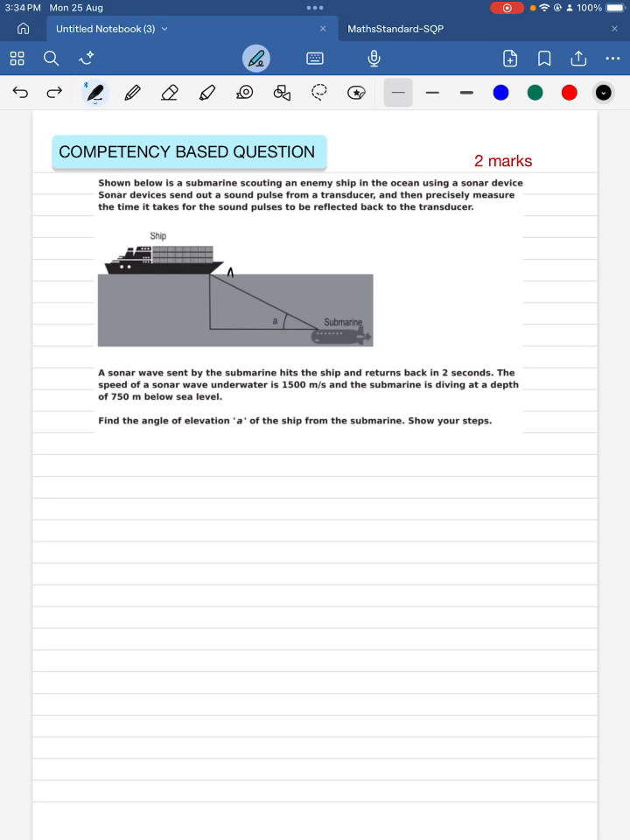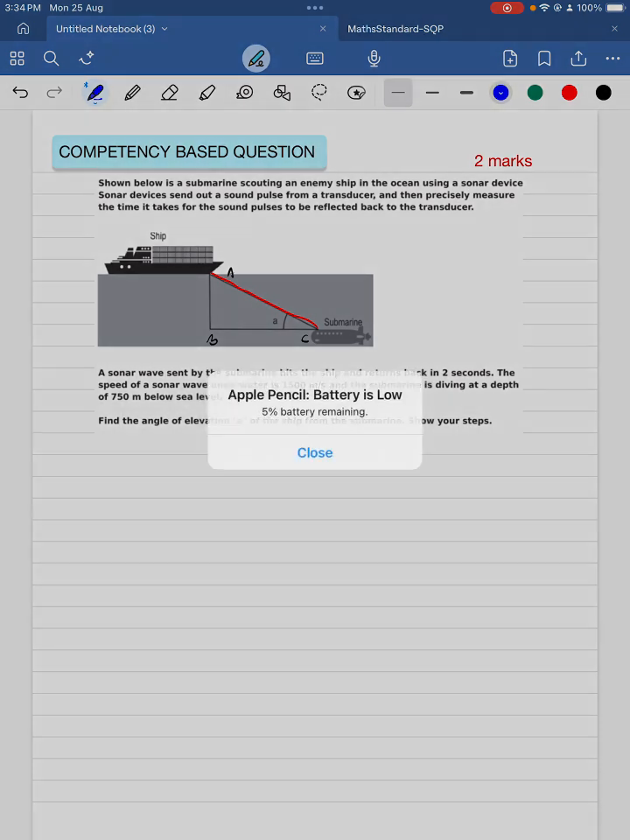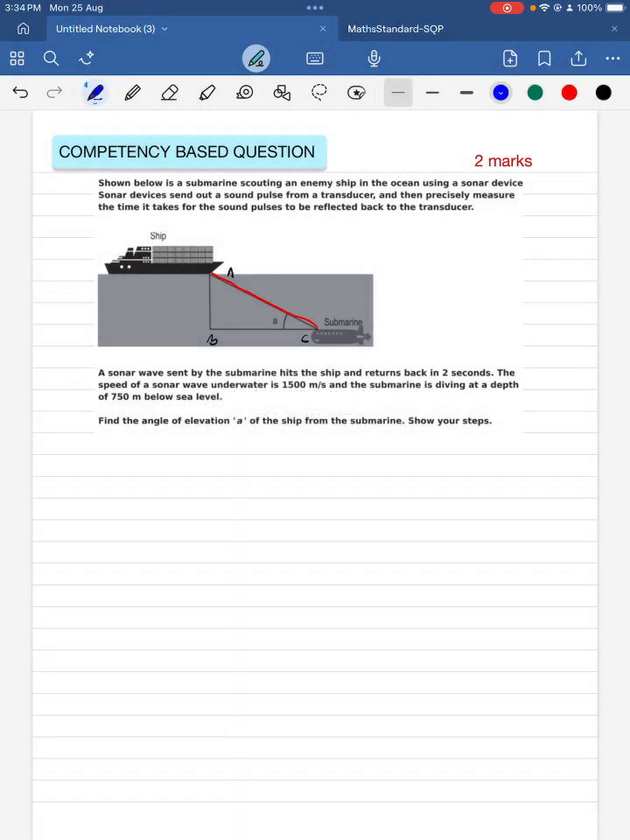Here they've mentioned that a sonar wave is sent to the ship from the submarine. So the sonar wave travels in this direction, and it takes 2 seconds for it to reach back to the submarine. Now if it takes 2 seconds to reach back to the submarine, then in one direction it takes 1 second, right? That it takes 1 second from the submarine to the ship.